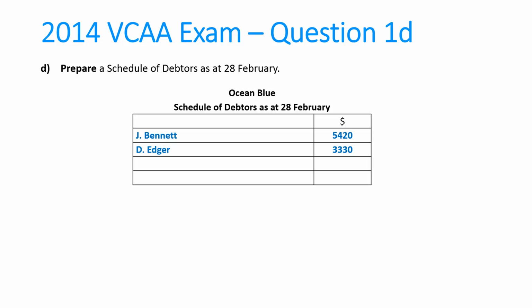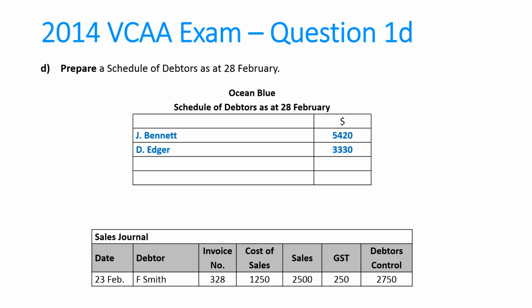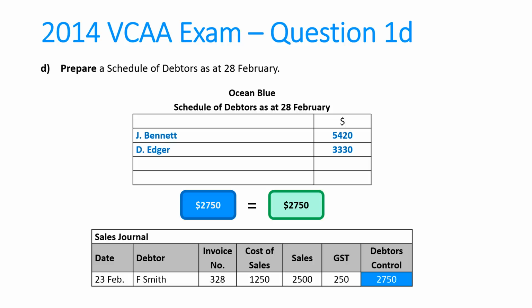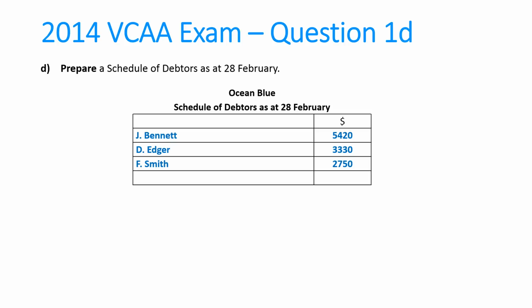What we want to remember is not to forget that there could be some new debtors. If we go through the sales journal, there actually was a new debtor on the 23rd of Feb called F. Smith, who owes us $2,750. Just want to make sure that person didn't pay us back any of that money. So we go to the cash receipts journal. We can't find any receipts from this debtor, so we'll just put them in at $2,750. The last thing we need to do is total this up. So we write balance as per debtors control, or balance of debtors control, of 11,500.